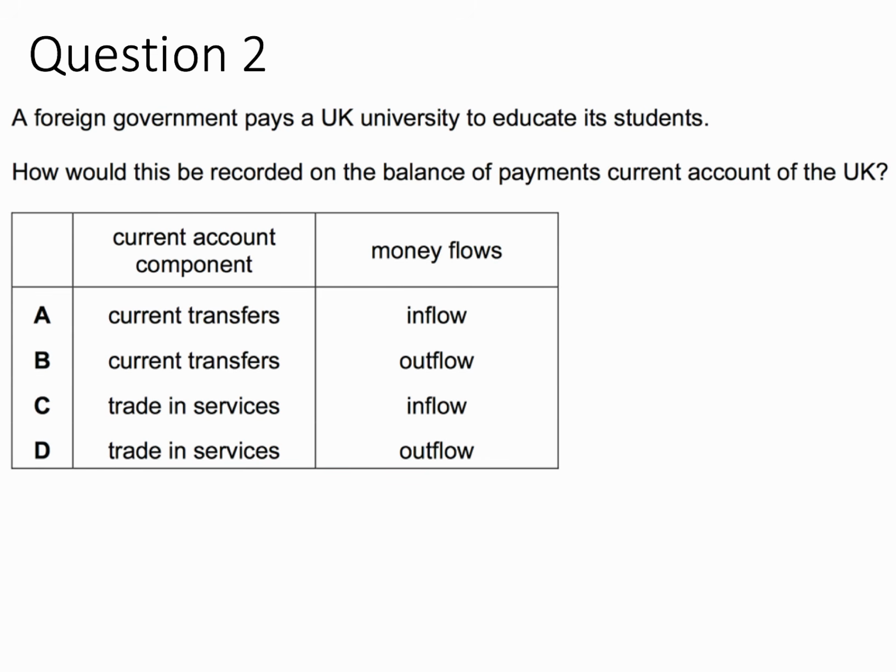How would this be recorded on the balance of payments current account of the UK? Have a go. I'll be back in a few seconds. And the correct answer to this question is C. Yes, education counts as a service, so foreign students coming to the UK effectively represents a service export and an inflow of money into the UK on the current account.